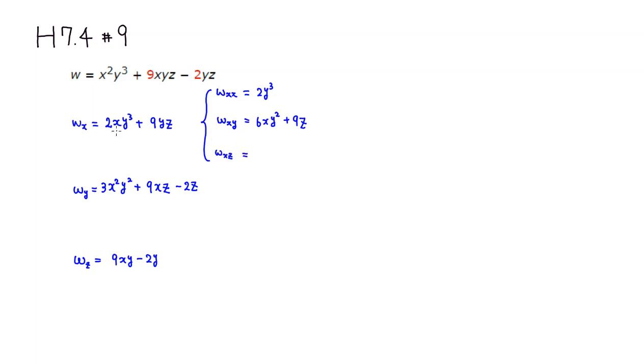Now the partial with respect to x and with respect to z. It has no z, so it's 0. Here, 9y is just a constant multiple. Partial z with respect to z is 1, so times 1. So we have that.